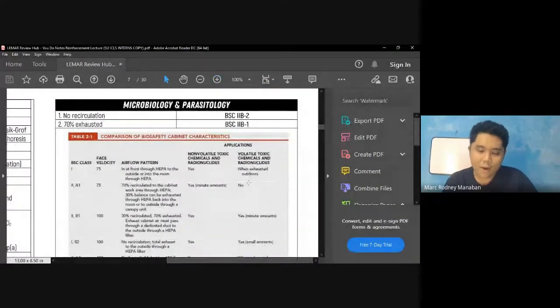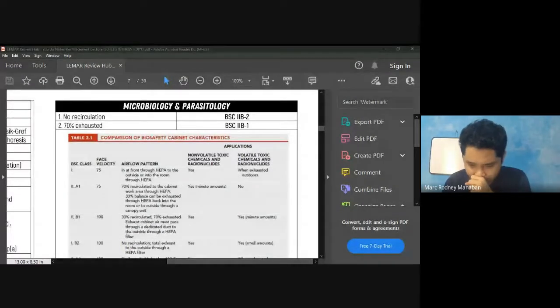Now, I have mentioned already in CC that the biosafety cabinet is used even outside of microbio. And true enough, it appeared in your comprehensive exam in CC. For now, in micropara, will biosafety be covered? Yes. Okay, it might appear again. A waste of points.